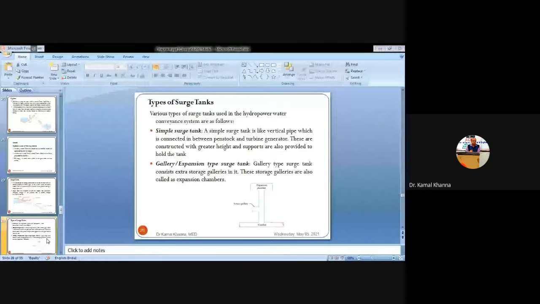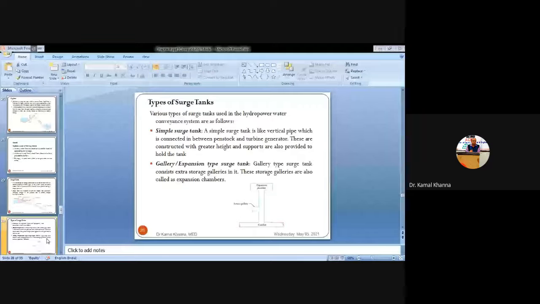Next are the various types of the surge tank. You can see there are certain types of the surge tank according to our syllabus. First is the simple surge tank, second the expansion chamber or gallery type surge tank, third is the inclined surge tank, fourth is the restricted orifice surge tank, and the last one is the differential surge tank.